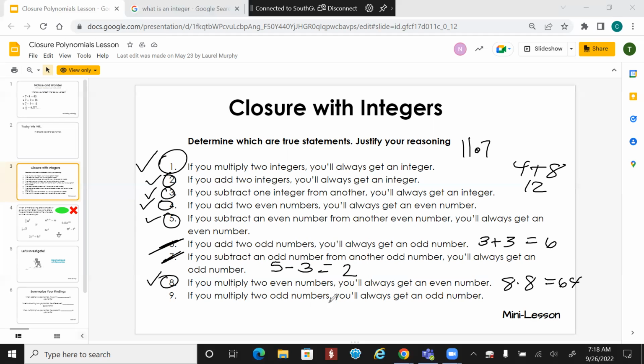All right, if you multiply 2 odd numbers, you'll always get an odd number. Okay, why? Give me examples. 7 times 3 gives me 21. 3 times 3 gives me 9. What about... it's always going to be an odd number, right? Okay. Ooh, but is 8 an odd number? No. Okay. All right. So go ahead and take a moment.